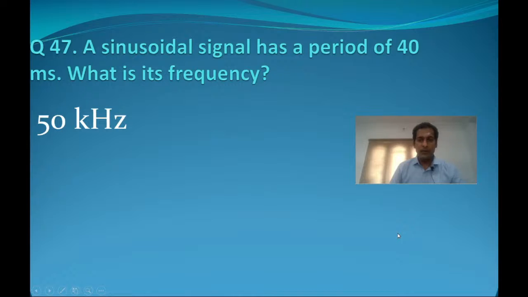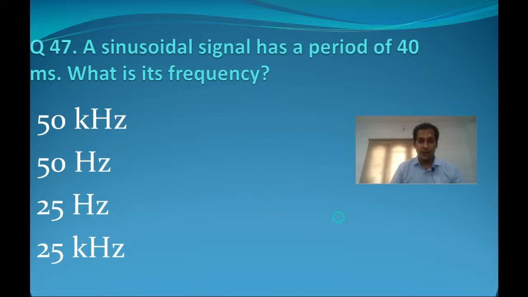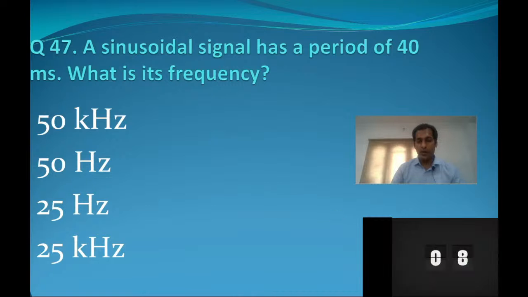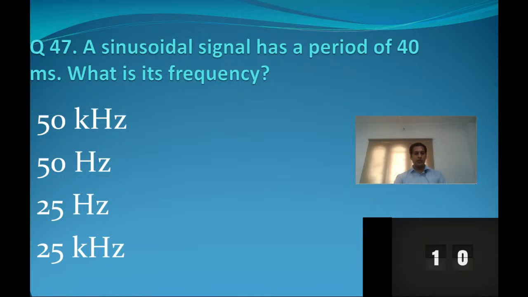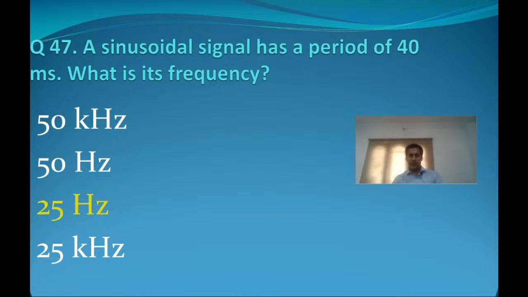A sinusoidal signal has a period of 40 milliseconds. What is its frequency? There are basic relations between time period and frequency. Your time starts now. Let us have 10 seconds. What is the relation between time period and frequency? You have to find out. So capital T is given, you have to find out the frequency. In 1 second, how many cycles are we getting? That is the frequency of the circuit. Okay, so the answer is 25 hertz.